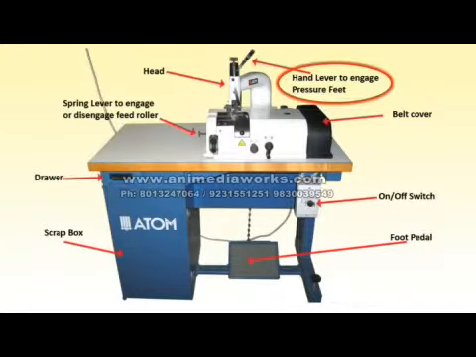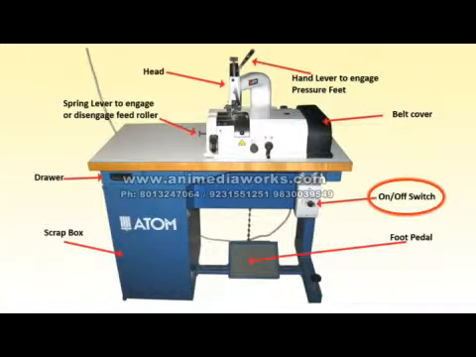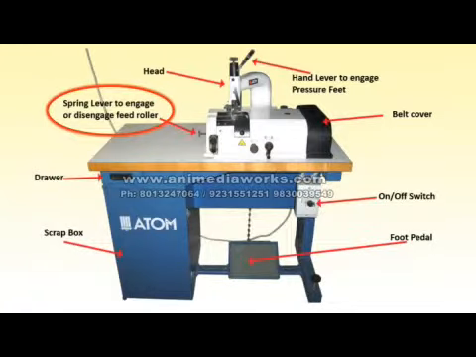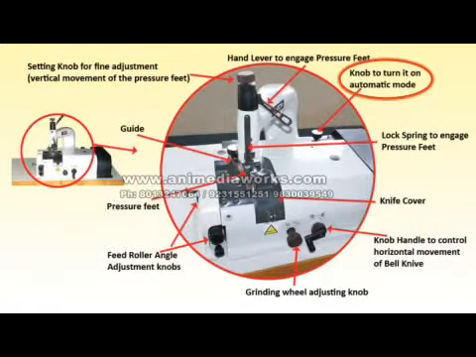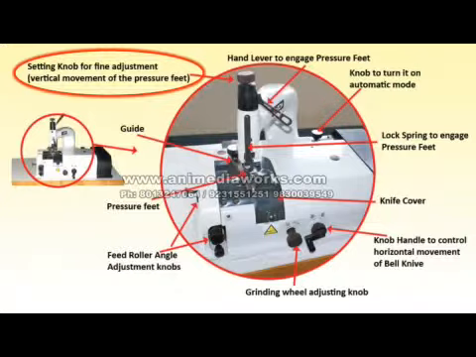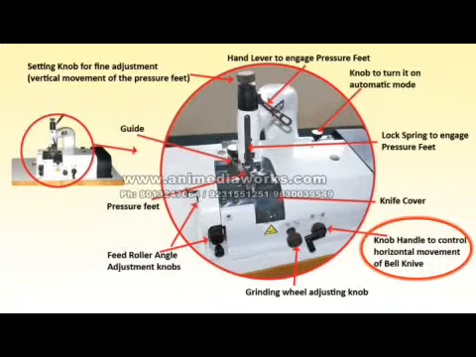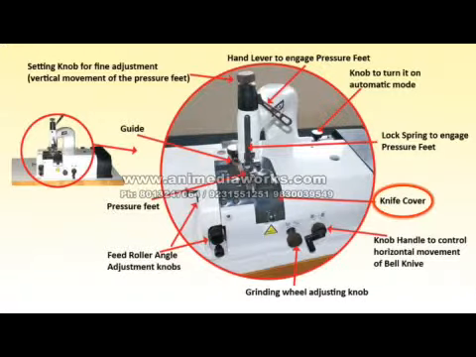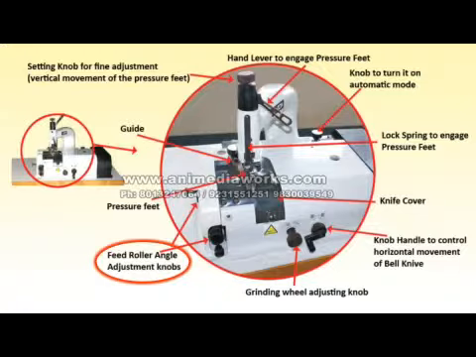Important machine parts. Head. Hand lever to engage pressure feet. On-off switch. Foot pedal. Spring lever to engage or disengage the feed roller. Knob to turn it on automatic mode. Setting knob for fine adjustment. Knob handle to control horizontal movement of bell knife. Knob for engaging and disengaging the sharpening wheel. Knife cover. Feed roller adjustment knobs.